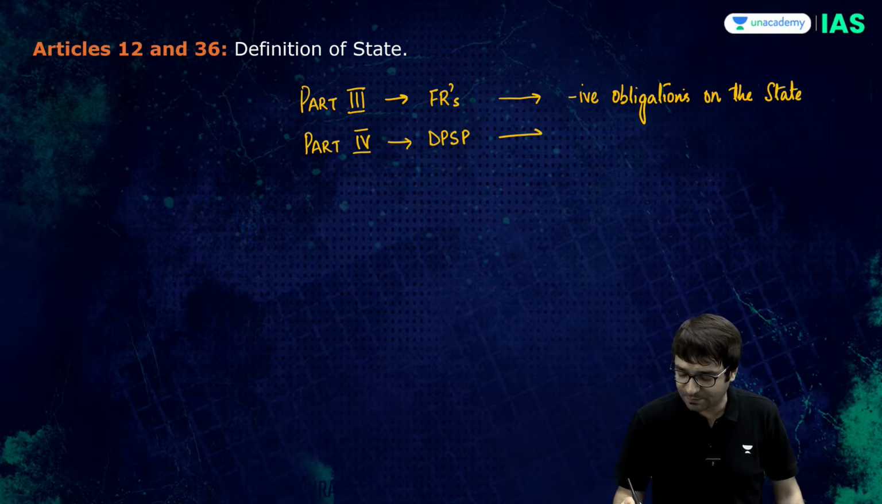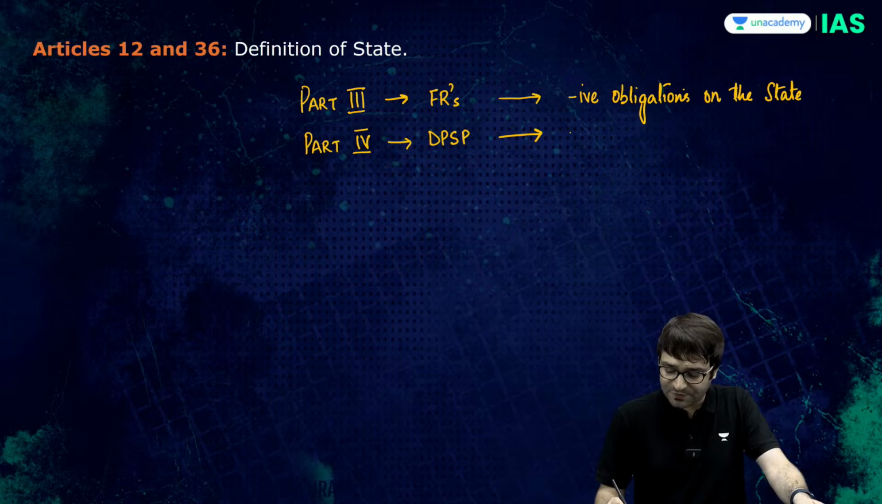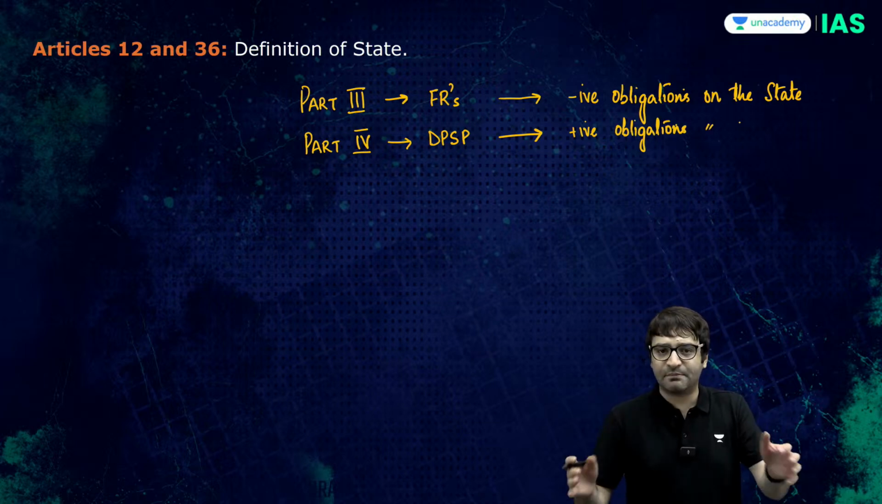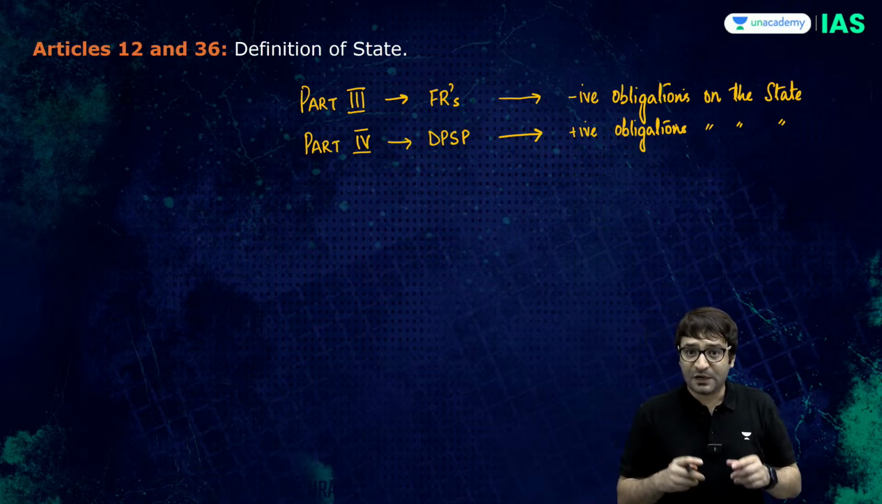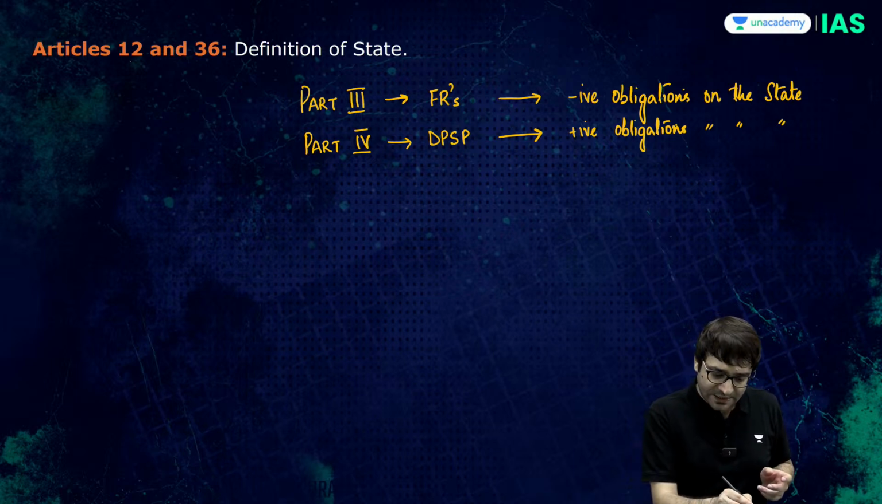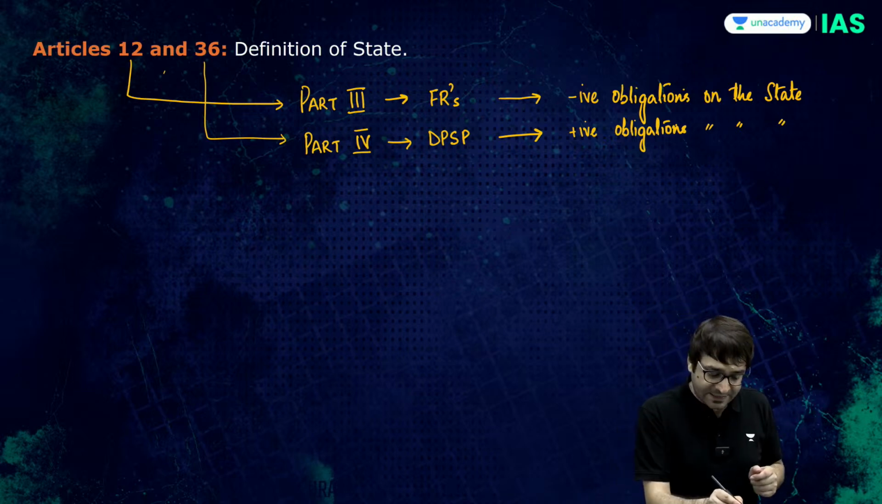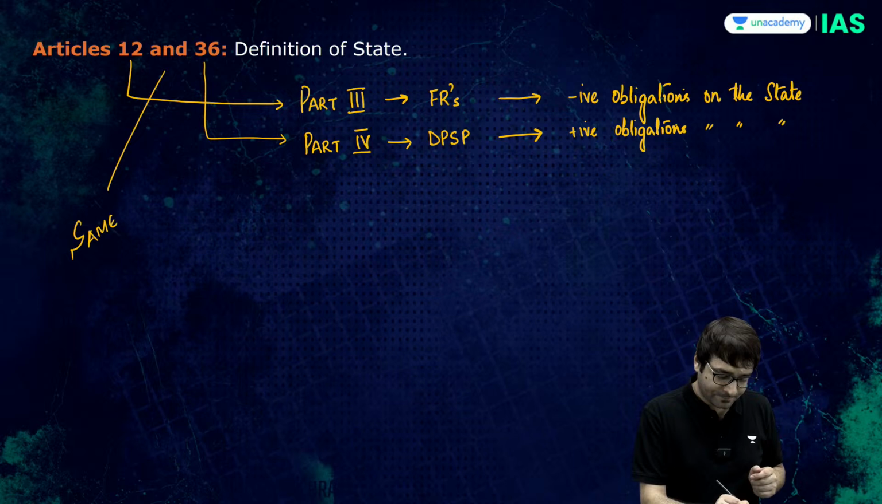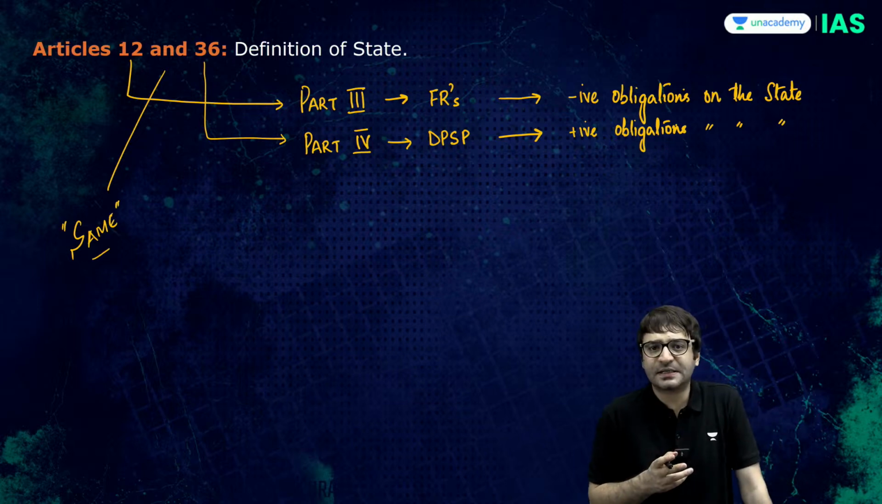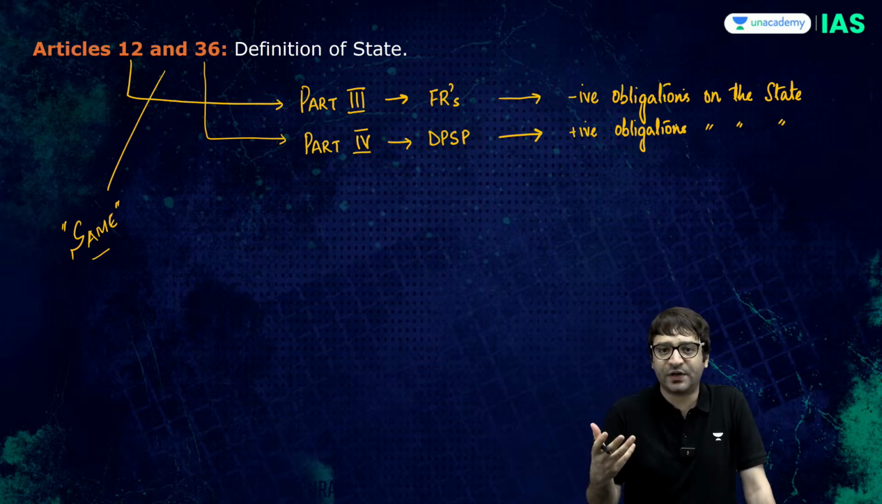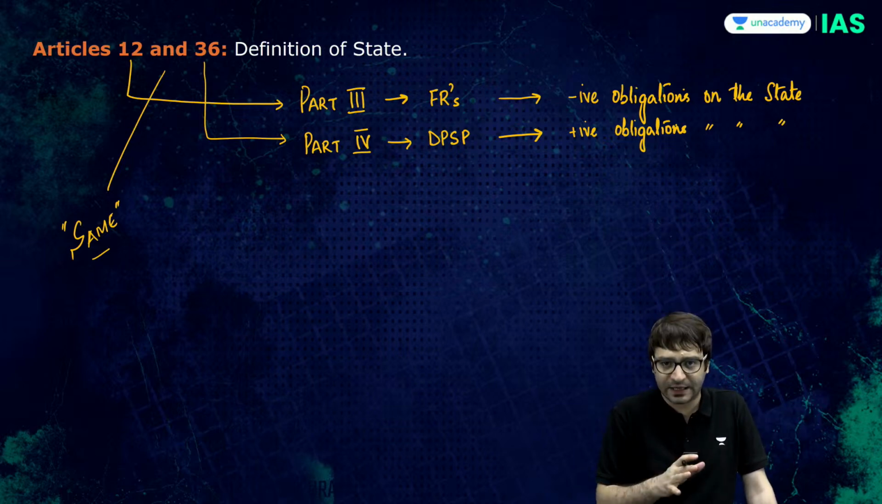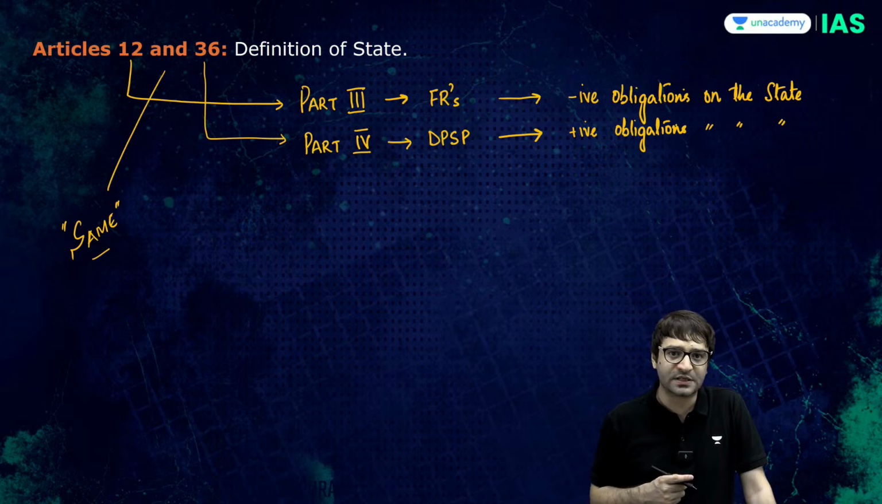But when it comes to directive principles of state policy, these are positive obligations on the state. The state is being asked to interfere. Please interfere so that we can minimize the gulf between the rich and the poor. But what is the definition of the state? That is provided under Article 12 for Part 3, and under Article 36 for Part 4. And the definition is the same. Maybe a statement can be asked in the examination: the definition of the state under Part 3 and under Part 4 are not the same. Which of these statements is or are correct? In those types of questions, this can be an important statement.